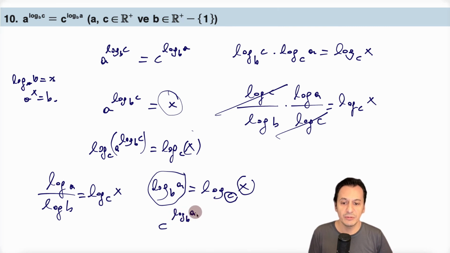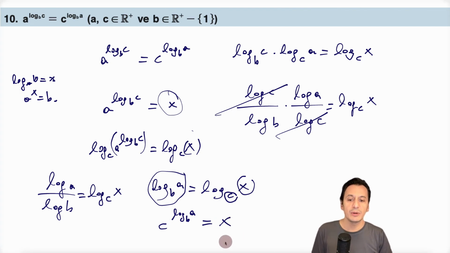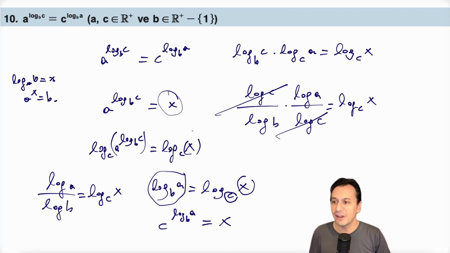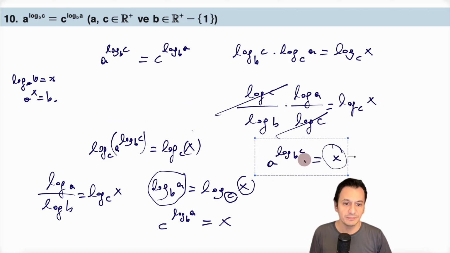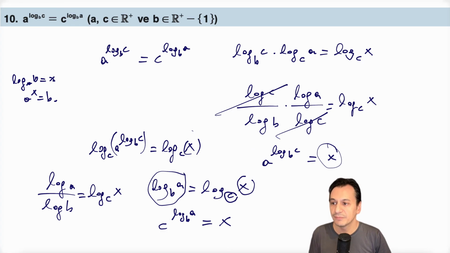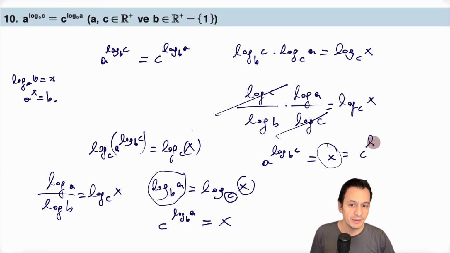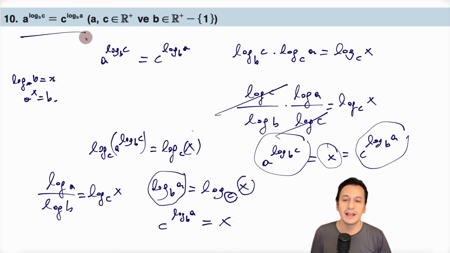Logarithm with base c of logarithm with base b of a equals, we wrote x. Now I need to substitute x here. Let's take this and do it somewhere clean. Equals logarithm with base c of logarithm with base b of a. So as you can see, we've shown the equality between this and that.